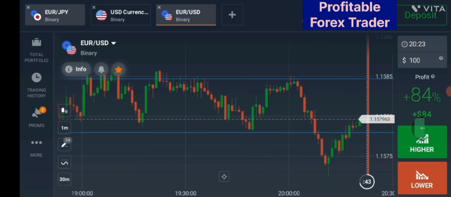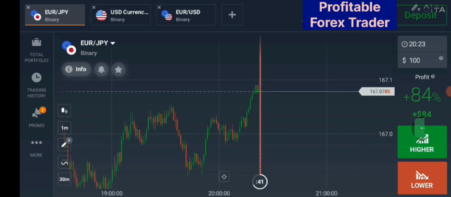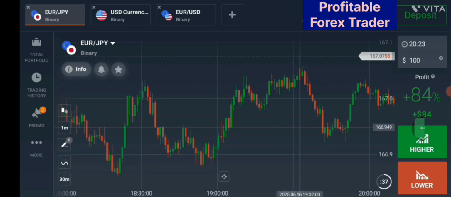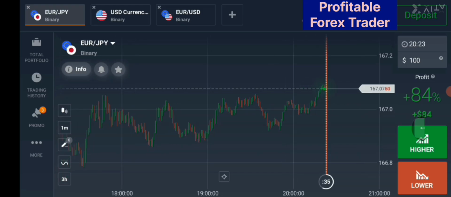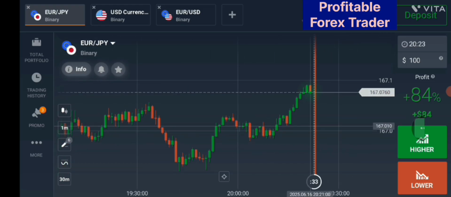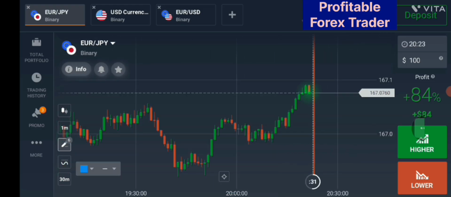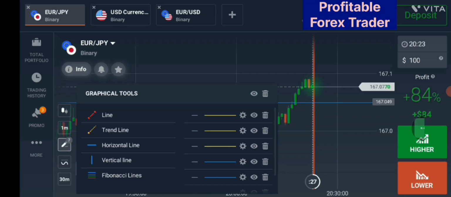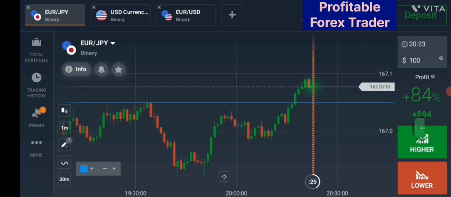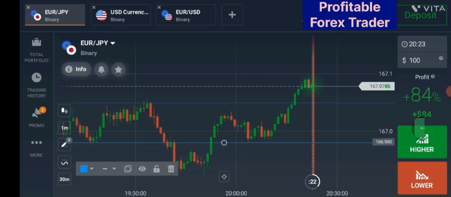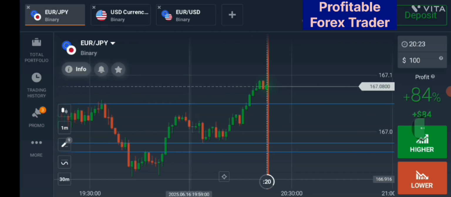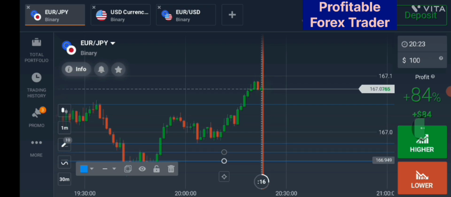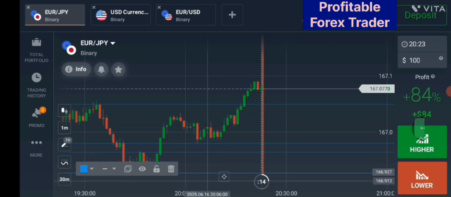But let me check Euro JPY. Okay, what is happening here? What's the trend? I think it's on a sideways market, and now it's trending up. All right, I will draw my support and resistance. This is support, and this is resistance here. This is another one here.